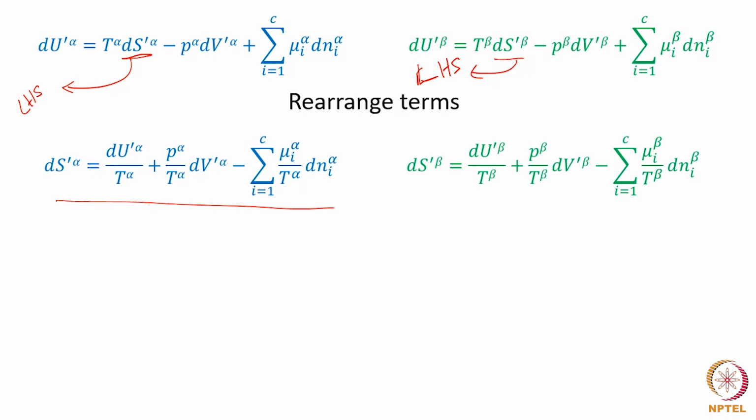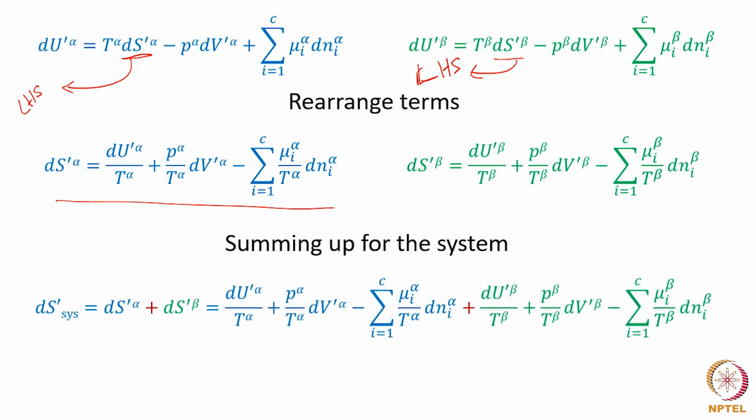So dS prime alpha is dU prime alpha by T alpha plus P alpha by T alpha into dV alpha minus summation of chemical potential alpha for the species i by temperature of alpha into dNi alpha. Similarly for the beta. And we can then sum it up as we have seen earlier. The change in the entropy of the system is the sum of the changes of the entropy of alpha and beta regions, which is then written here. This is for the alpha region and this is for the beta region.